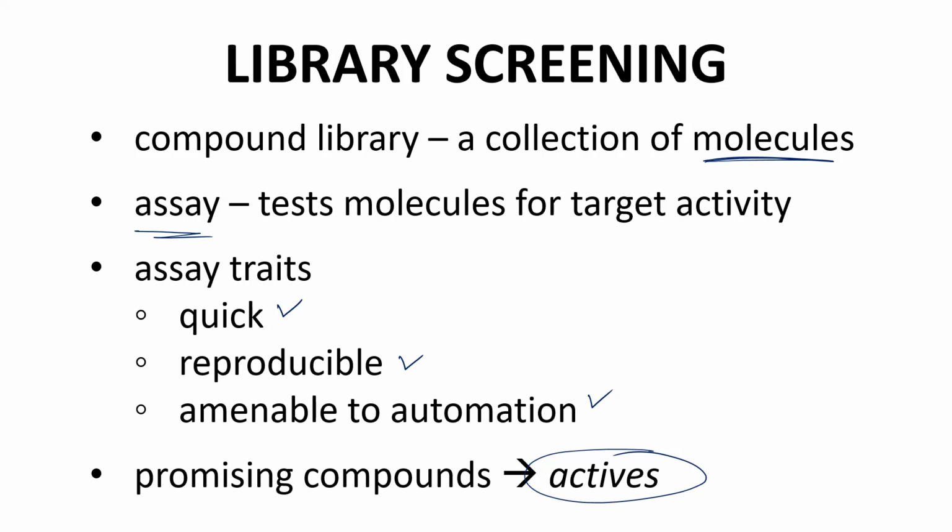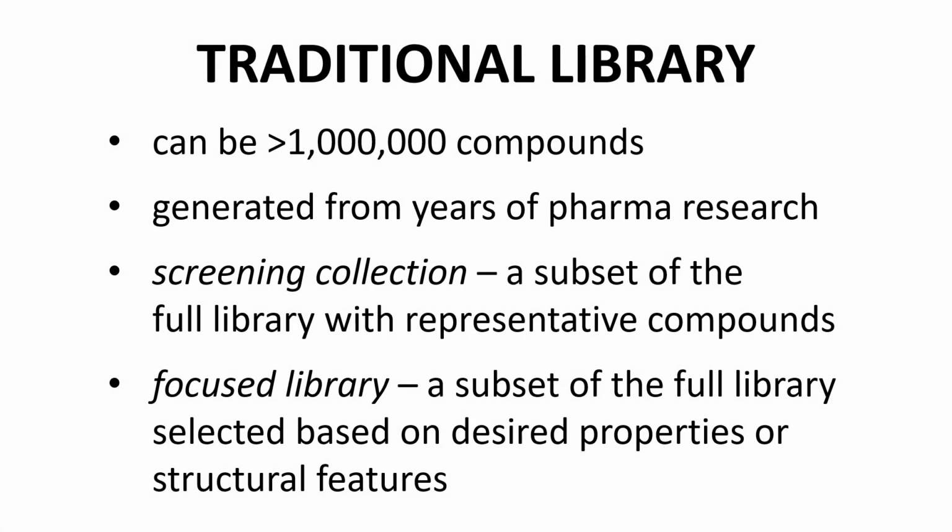Let's now focus on the compound libraries. Libraries come in all different forms. The traditional compound library is used mostly by large drug companies. The company may have millions of compounds in its main library. The library is a historical record of compounds that the company has prepared and studied in the past.